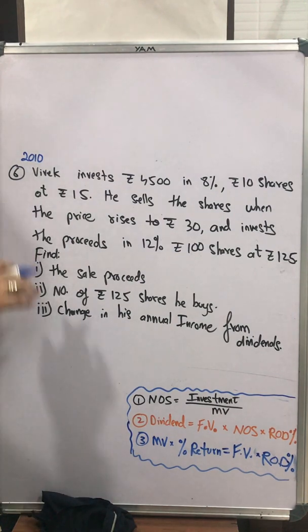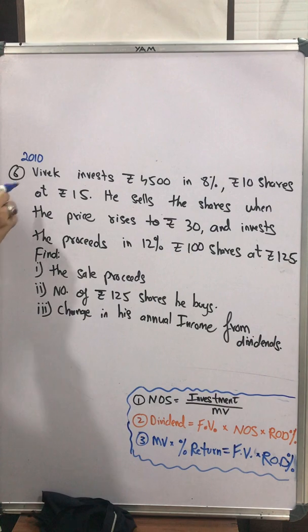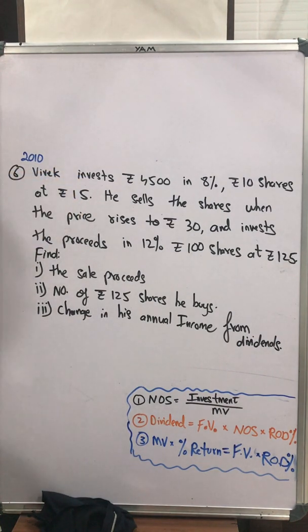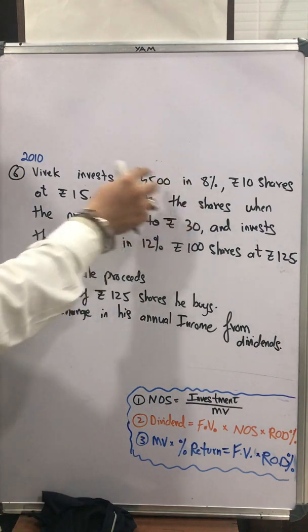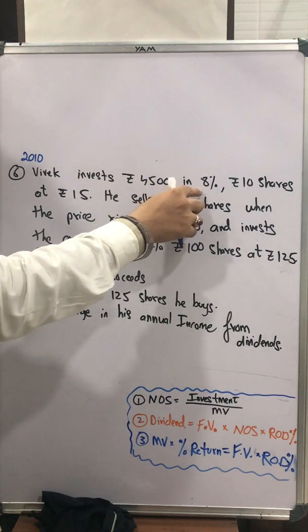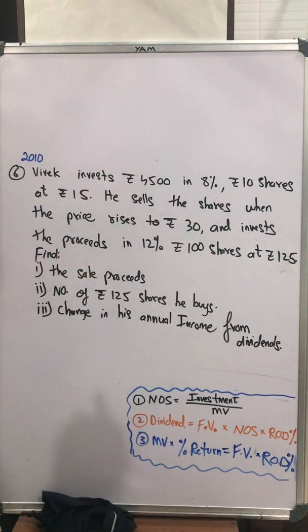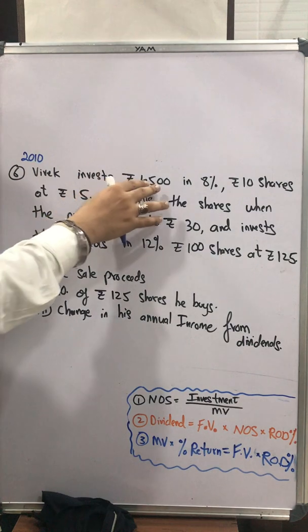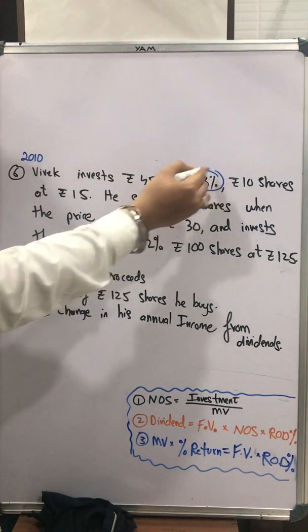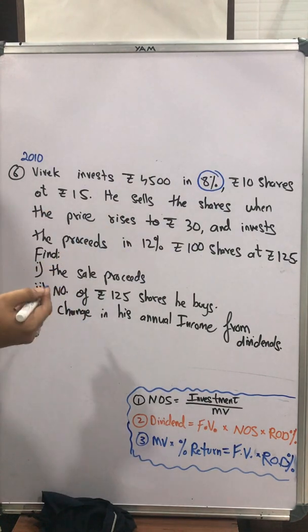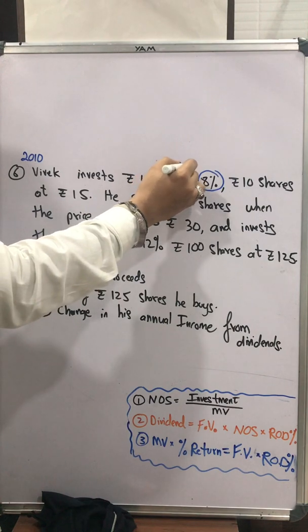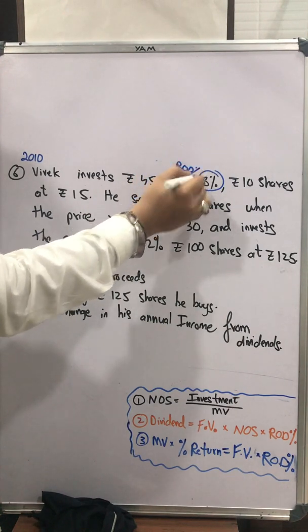Okay, let's read the question one word at a time and write the data. Vivek invests rupees 4,500 in 8%. So Vivek is investing rupees 4,500 in 8%. When nothing is mentioned and only a percentage is given, it's nothing but ROD, rate of dividend. So this is rate of dividend, ROD percentage.